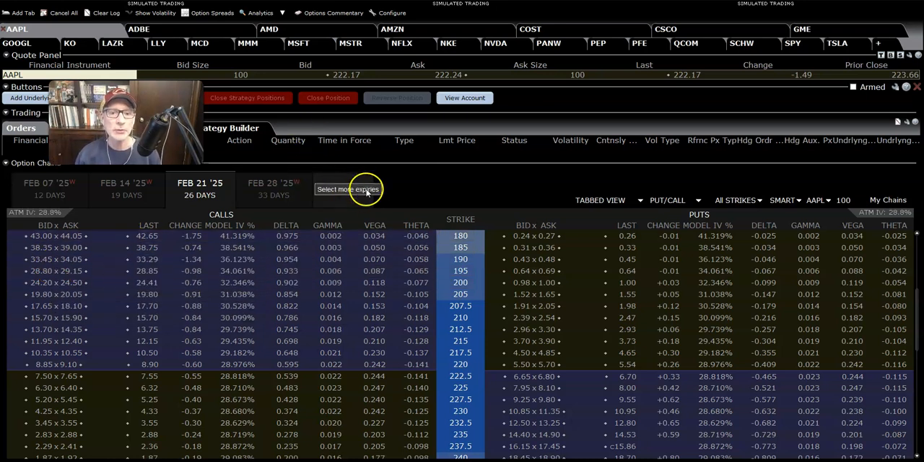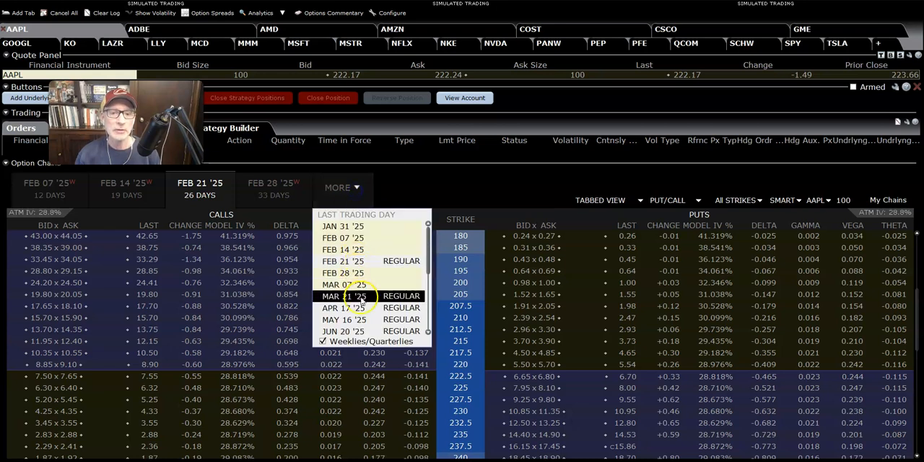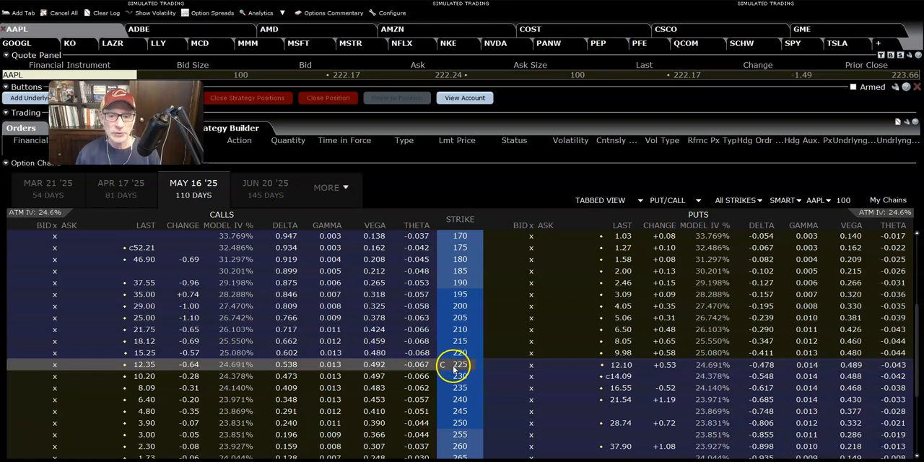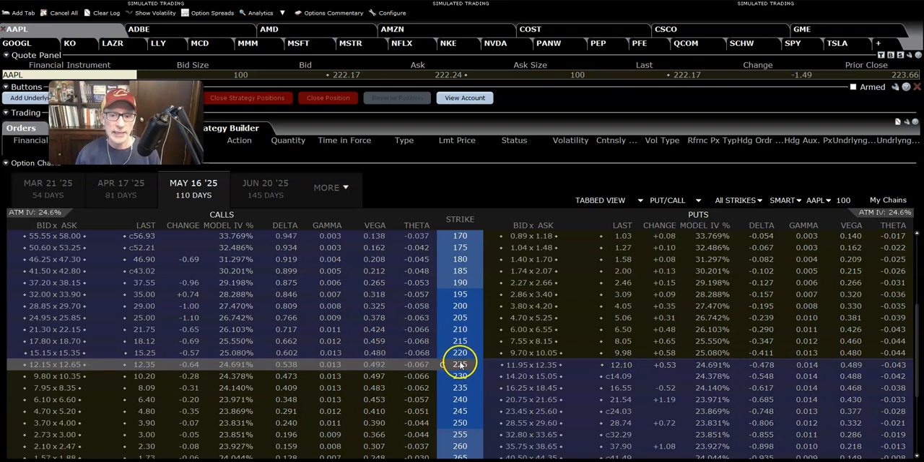Now, we can go out to different expiration dates. Let's go out to May here, for example. And the 220 or the 225s are what's considered the at the money, because they don't have that in between strike. So let's just say you bought the 225 calls. Now those things are worth about, you're going to pay $12.50 for those, $1,250, because you're giving yourself more time.